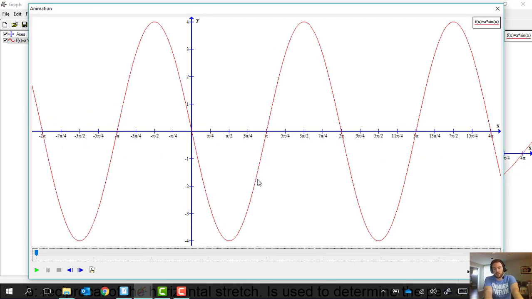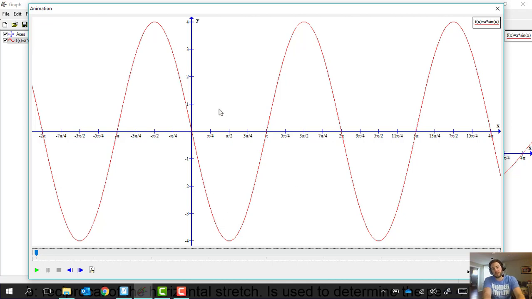And what you'll notice is that my zeros are still at the same place. I still have this point here at 0, 0. I still have another one here at pi, 0 and 2 pi, 0 and so on. But my y values, instead of going from 1 to negative 1, now go from 4 to negative 4. And something else happens too. With y equals sine x, we went from 0, 0 up to 1, but now we're going down.